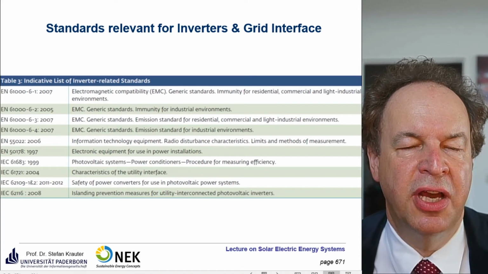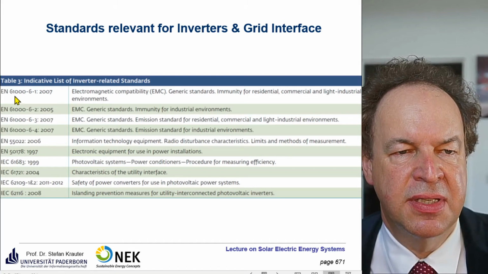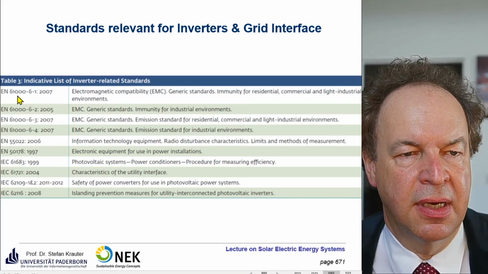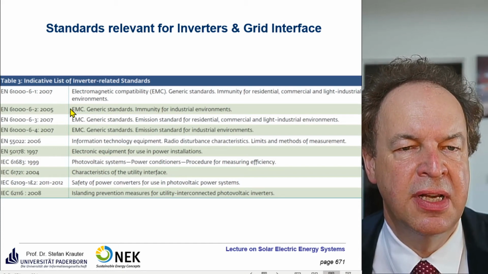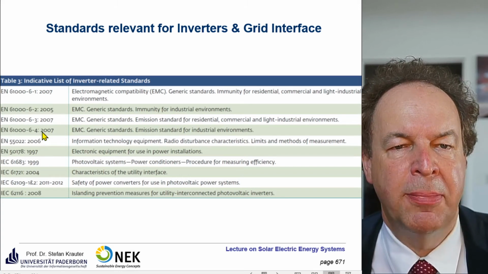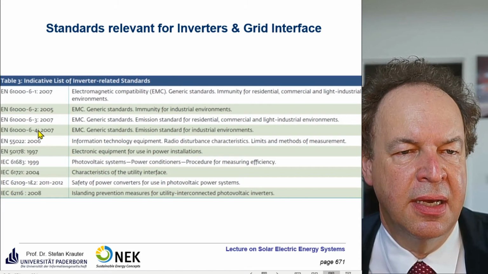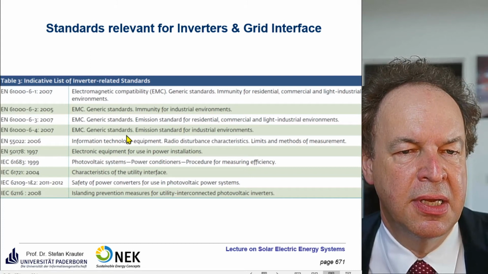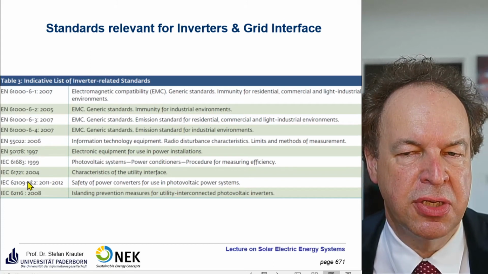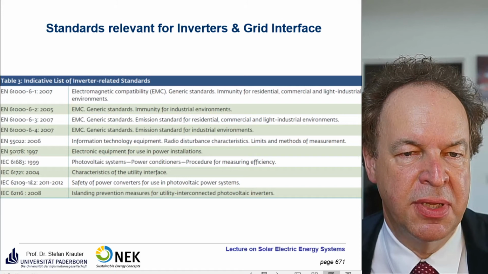So now we come to the inverter and grid interface. So there's a standard EN 61000-6-1, and then the year 2007. It describes the electromagnetic compatibility, so this immunity for residential, commercial, and light industrial environments. Then you have here some differences between industrial, residential, and so on. So emissions. This is the emission on radio frequencies and so on. So there's no radio disturbance by that.